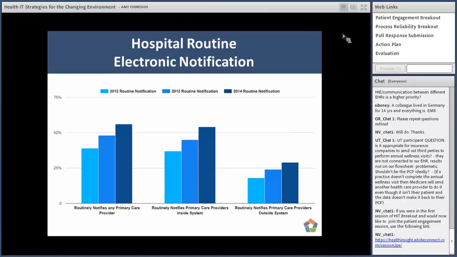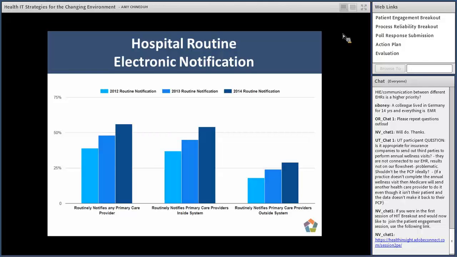This shows the routing of electronic notification to the patient's primary care provider upon admission to the emergency room, with the 3 groups being any primary care provider, primary care providers within their system, and primary care providers outside of their system. The blue bars are 2012, 2013, and 2014 on the right. Again, this shows progress, but points to the need for connectivity between provider systems as well.